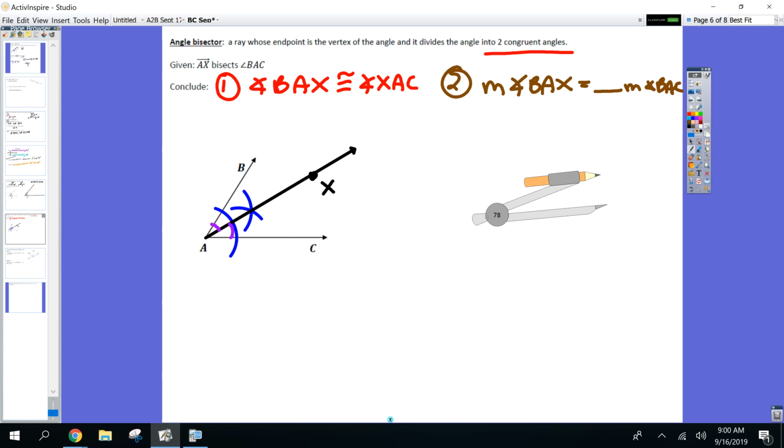All right, I need something here. Without putting something there, this is not a true statement at all. Matt, what do you have? 1/2 the measure. 1/2. Yep.